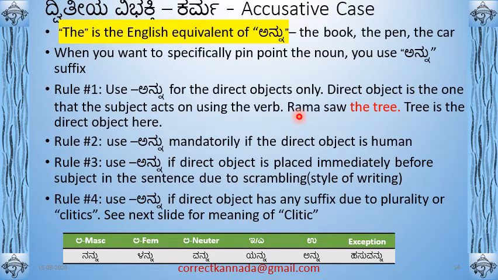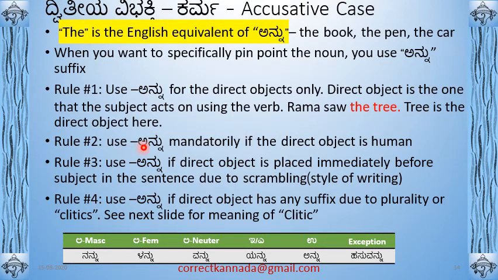So sentences will have a subject, which is doing the action on an object. The object that it is doing an action on is the direct object. There will be indirect objects also in the sentence. As it comes, you will see it. But for the direct object only, you are using annu. Okay, Rama saw the tree, right? That's why you have to use annu. Maravannu. Rama Maravannu noduttare, like that.